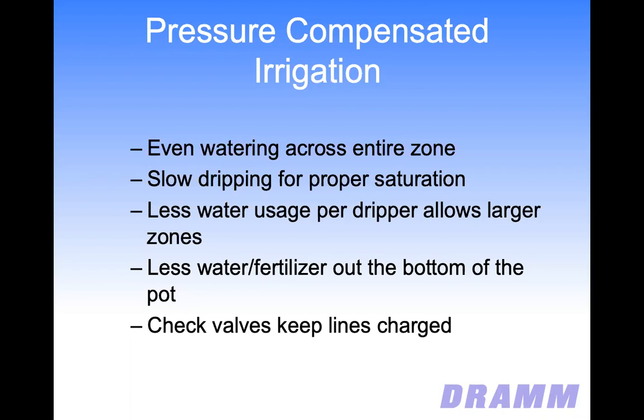So you're able to actually saturate the soil properly, not having to come back and re-wet. You're using less water per dripper, which is allowing you to water a greater number of plants at the same time. You're using less water and fertilizer because you're not losing it out of the bottom of the pot. And those check valves keep those lines charged and keeping all the water from draining down to one pot, whichever pot might be the lowest on a line or on a table. It keeps that line charged so it's ready the next time you need to do a feed or an irrigation cycle.